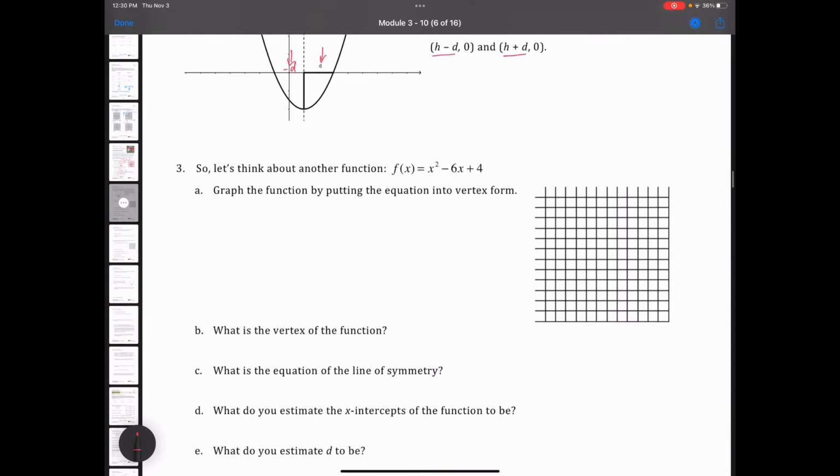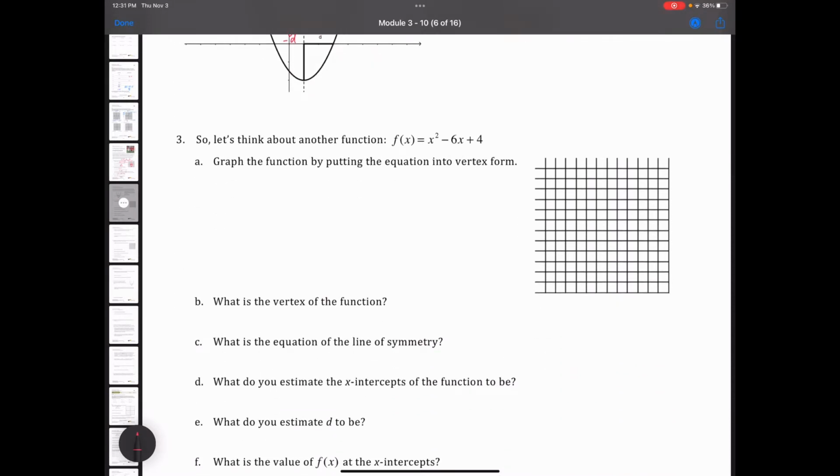So let's think about another function. What we're going to do with this one is actually put it into vertex form. We cannot factor that function. So it's a good thing we got practice with it just a second ago, but we'll go ahead and put this one into vertex form as well, using our handy dandy little formula over 4a, not over 2a, my bad. But again, we see that our a value is 1. Now our b value is -6, and our c value is 4. So let's go ahead and plug those in.